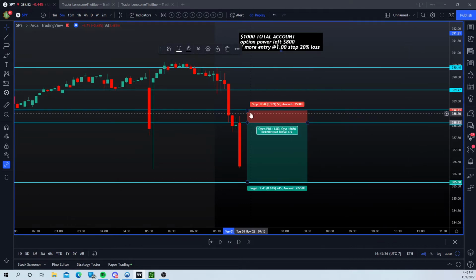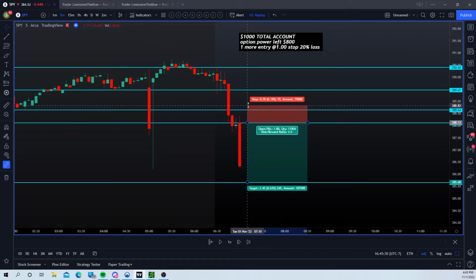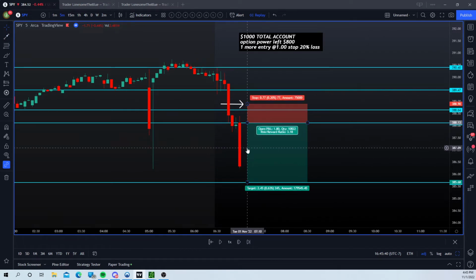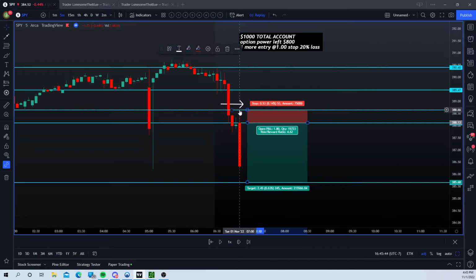20% stop loss, which will be around, let's see, this is 13%. You see, so this is 13. 20% will probably be all over here, right there. It says right here, 0.20. So that will be our stop all the way on top here. It never hit our stop loss. You see that? It never hit our stop because it never went above this level.